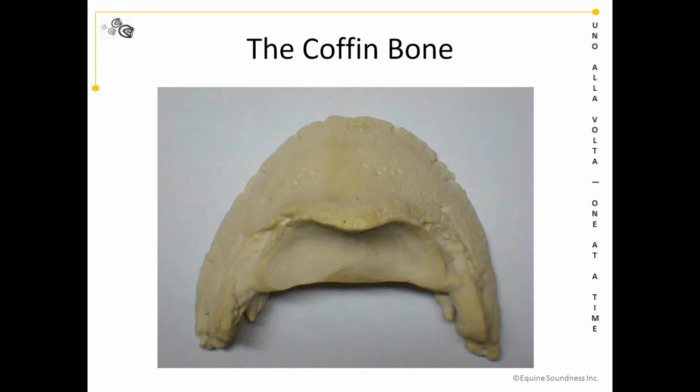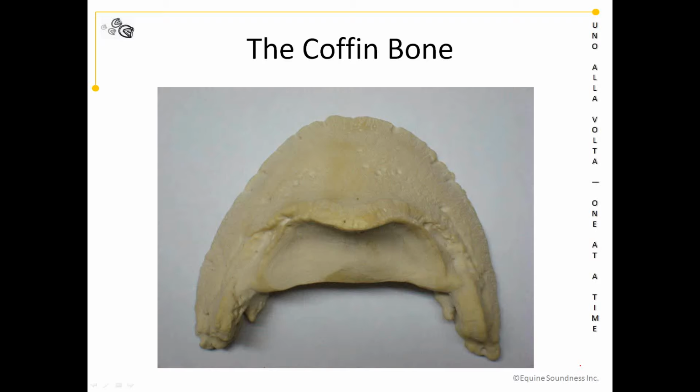Let's talk today first of all about the coffin bone. What you see here is actually a model of a coffin bone. It is not the real thing. I have one in a moment that is real, but this one is about as close as it comes to healthy.